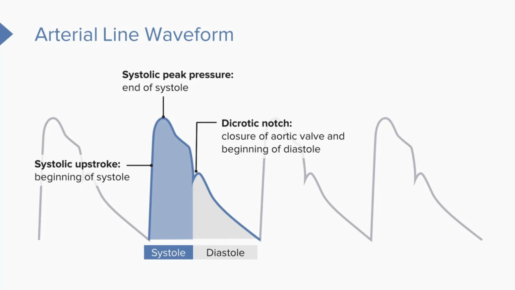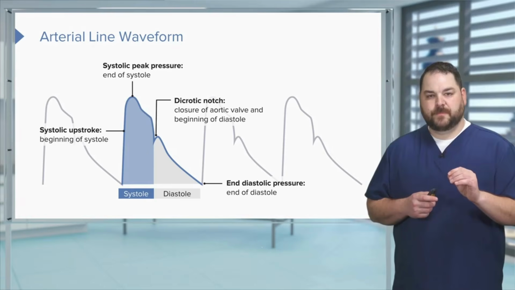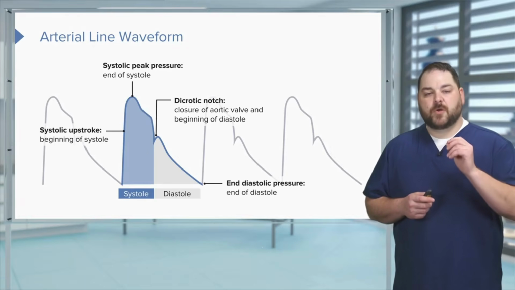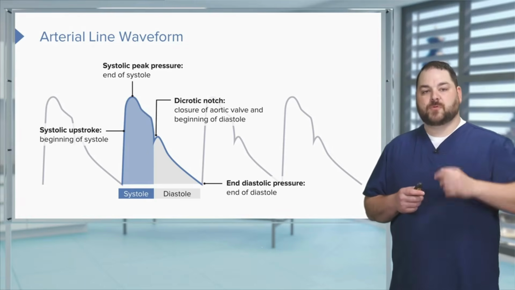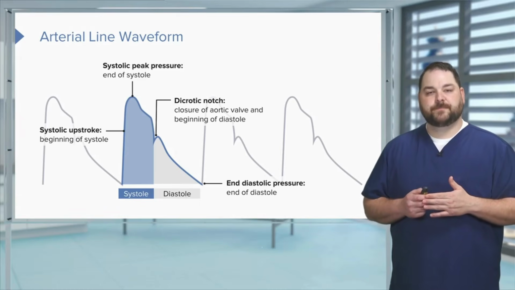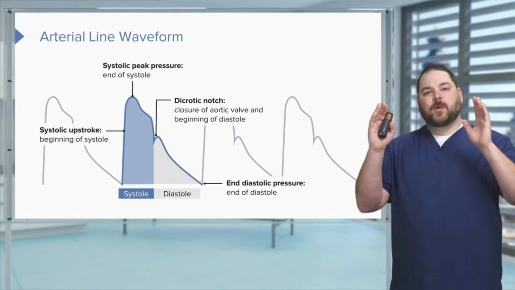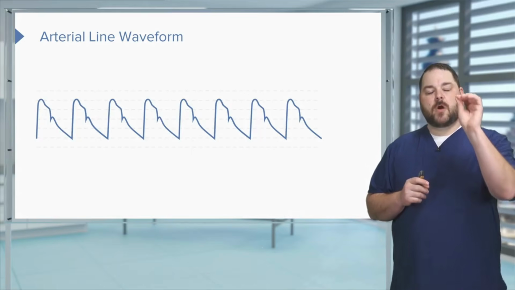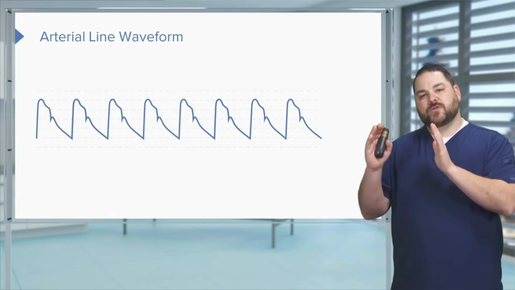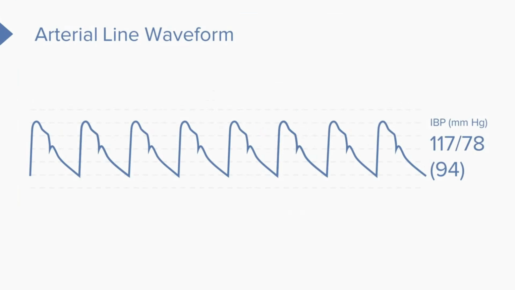That dicrotic notch is the aortic valve slapping shut. This indicates the beginning of diastolic pressure. Following this, we have another cardiac cycle in which you'll see the upstroke in the beginning of systole. When you look at the waveform in whole, you'll see a bunch of cardiac cycles. And then over to the right, you'll have your blood pressure, your systolic, your diastolic, and in parentheses underneath that, you'll have your mean arterial pressure.